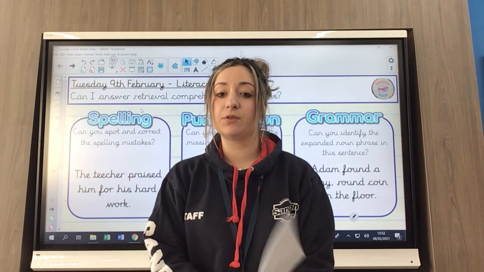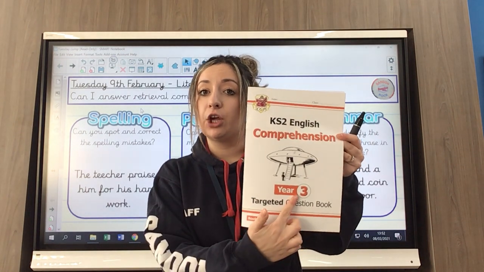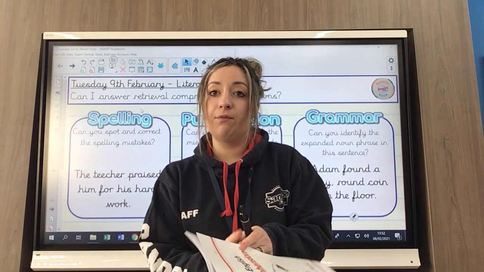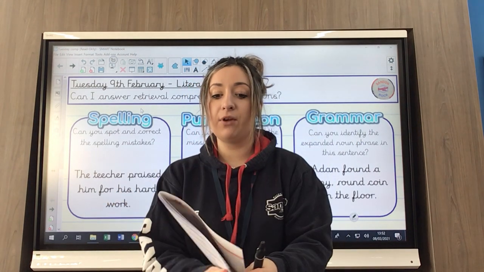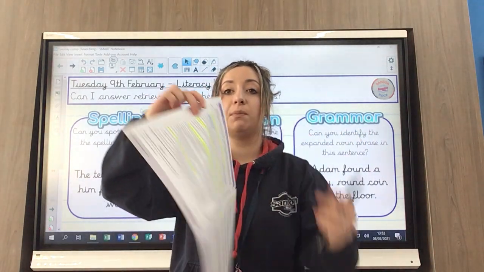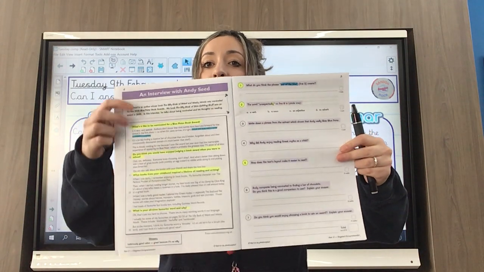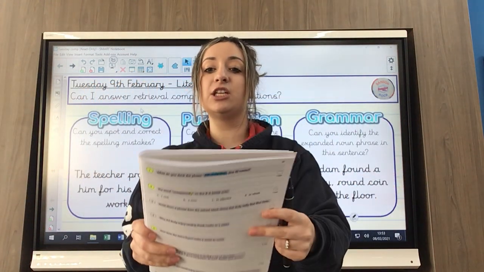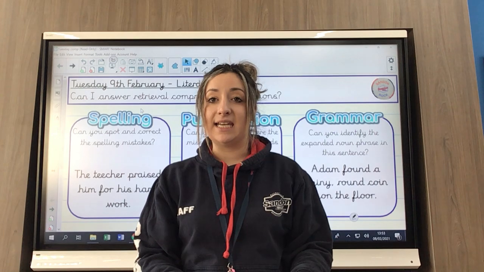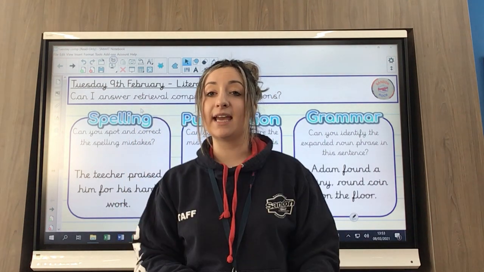So this lesson is for the children who have got this booklet here, which is targeted at the Year 3 booklet. And for today, our comprehension is going to be on page 4 and 5. So it's going to be this sheet of paper here for your learning today. And you can see at the top it says an interview with Andy Seed. Okay, so that is the pages that you are working from for today's learning.